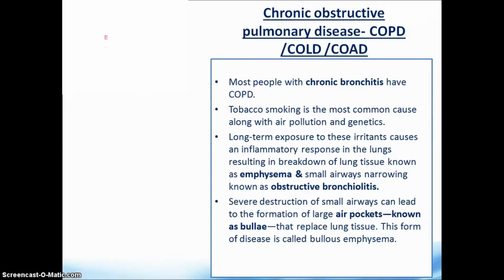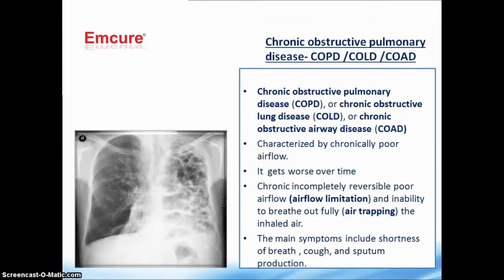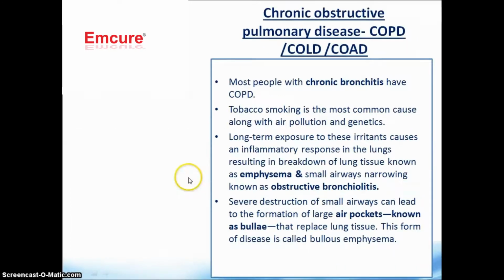Severe destruction of small airways can lead to formation of air pockets known as bullae that replace the lung tissue. So we go back to the X-ray and see the bullae here. They are basically the air cavities or the air pockets. Once again, I will highlight them. These are the bullae which are formed, and that replace the normal lung tissue. This form of disease is called bullous emphysema. So air pockets are known as bullae, and the disease is called bullous emphysema.